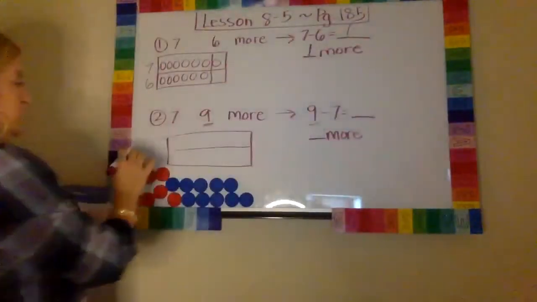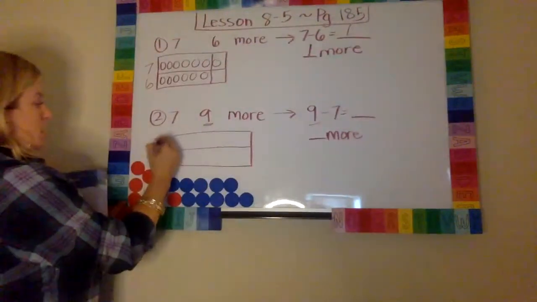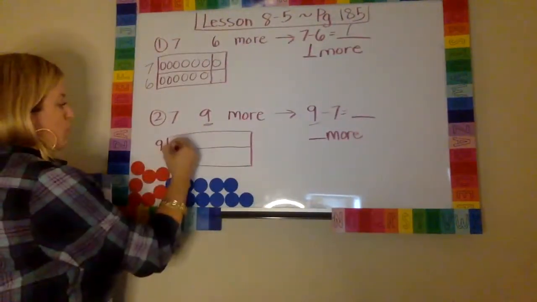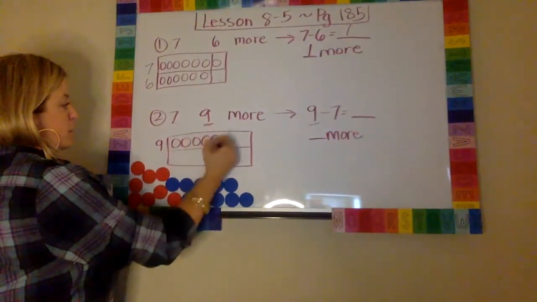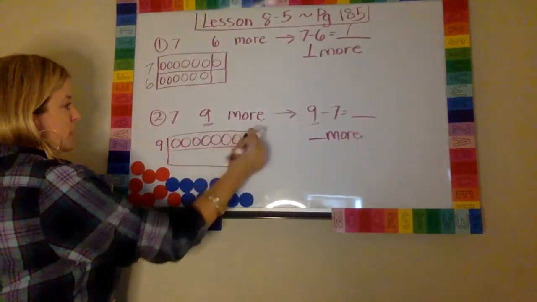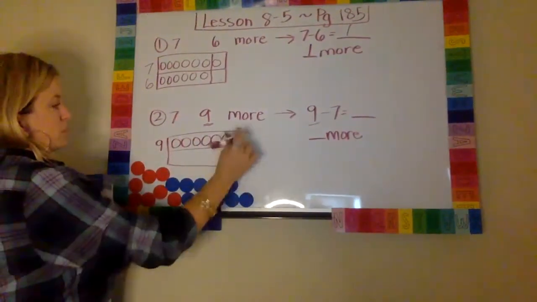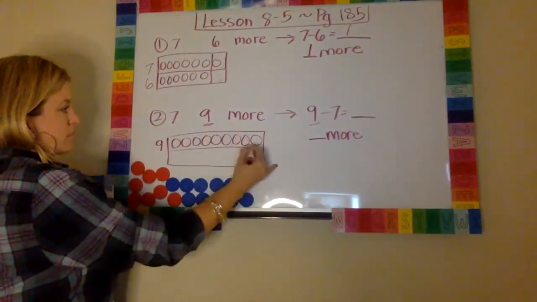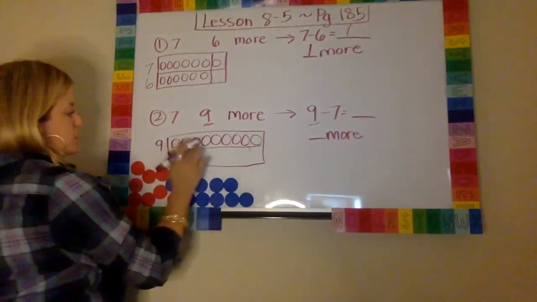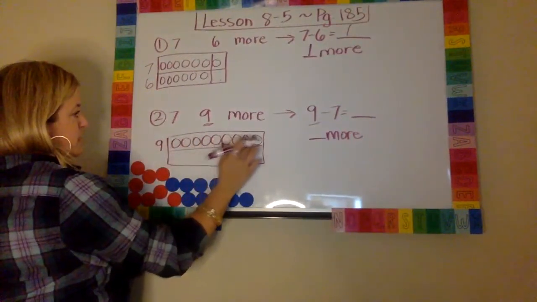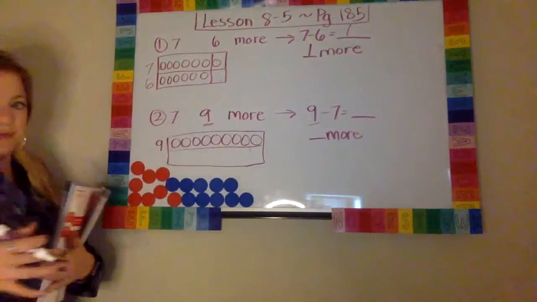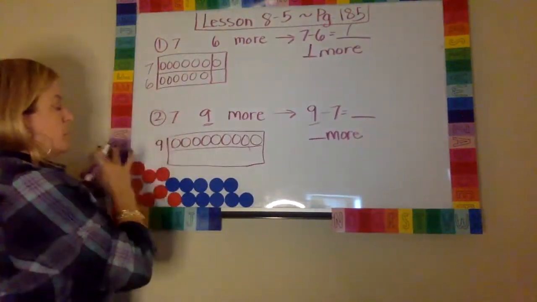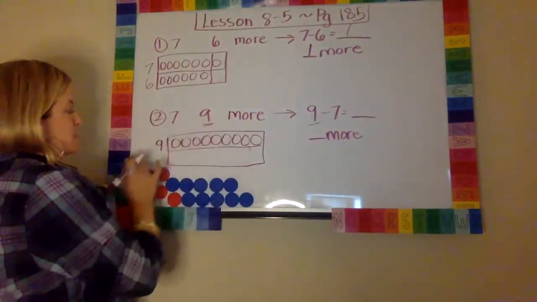I'm going to come over here and I'm going to plug in my biggest number on top, which is 9. 1, 2, 3, 4, 5, 6, 7, 8. Whoops, I ran out of room. 9. So this is 9. 1, 2, 3, 4, 5, 6, 7, 8, 9. You always want to make sure you draw the right amount, because if I had drawn 8, I would be off with my math.